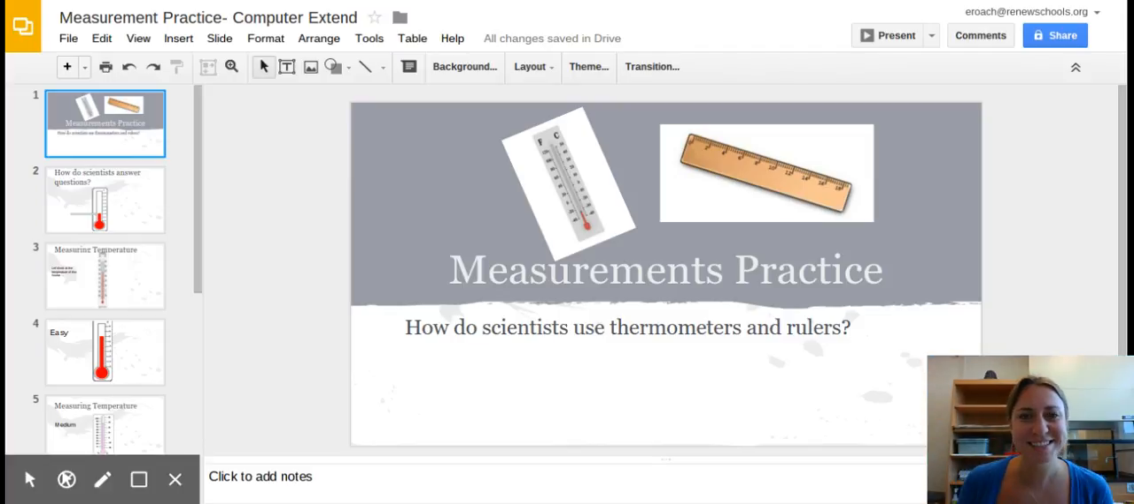Hey, scientists. You must be rocking out if you have made it to this measurement practice. You should have already finished the tools of magnification work, and your notebook should have your very best work in it. Today, we're doing a little extra practice on measuring. We're answering that big question still: how do scientists answer questions? And we're doing that by thinking and learning. How do scientists use thermometers and rulers?